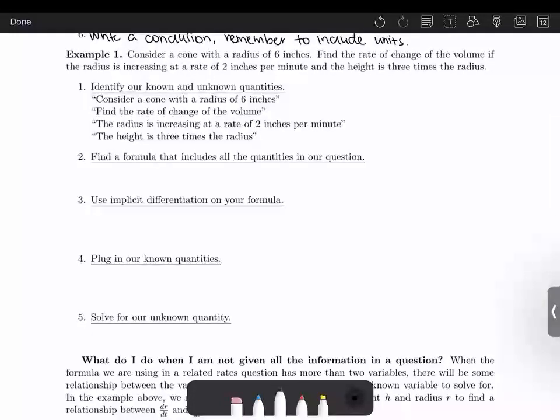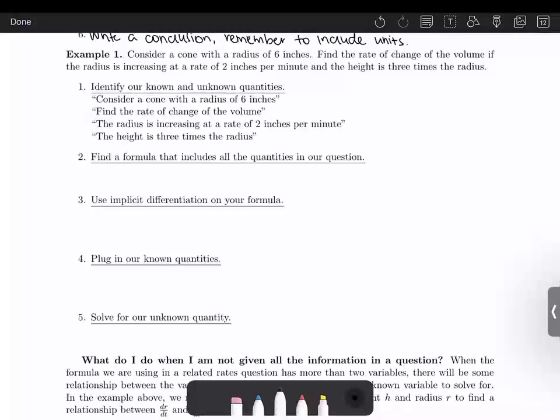So this example says, consider a cone with a radius of 6 inches. We want to find the rate of change of the volume if the radius is increasing at a rate of 2 inches per minute and the height is 3 times the radius. So our first step in solving this word problem is to identify our known and unknown quantities.